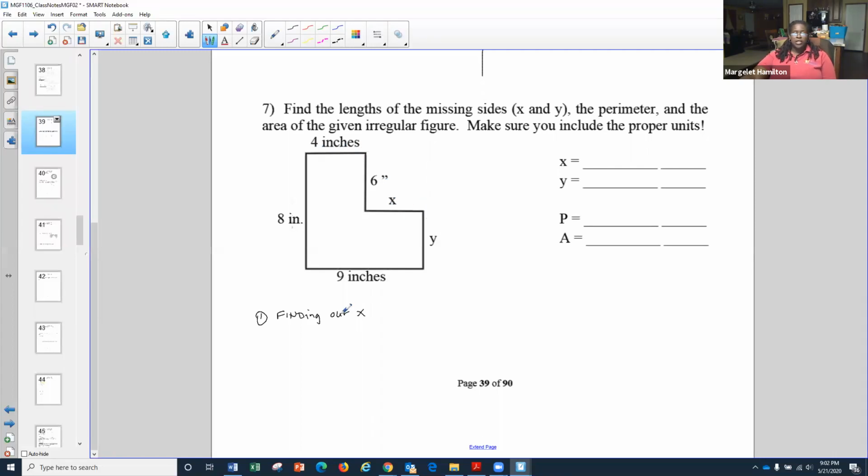So, in order to find out what X is, it makes sense that if we took the longest side that we know for sure, which is 9, and subtracted out what we know, which is this part, 4 inches, our result should be this missing part X. So 9 minus 4 leaves us 5 inches. So our X equals 5 inches.